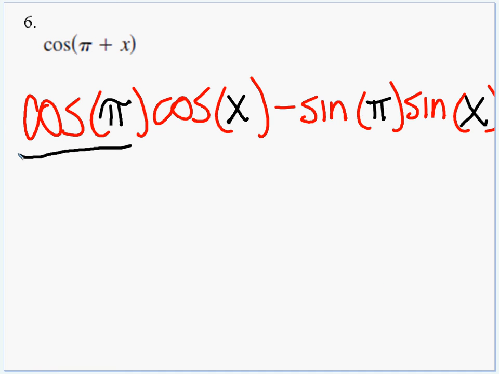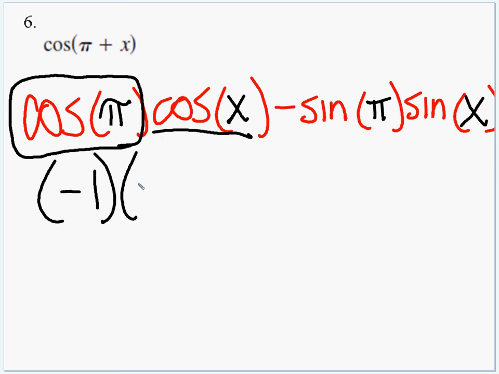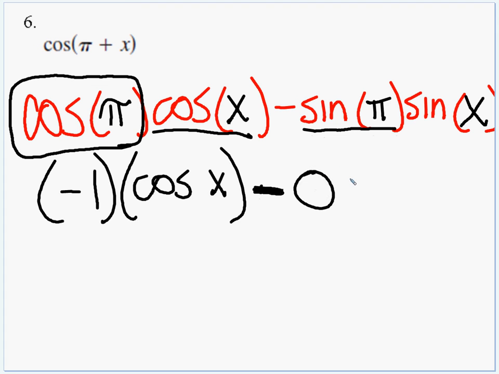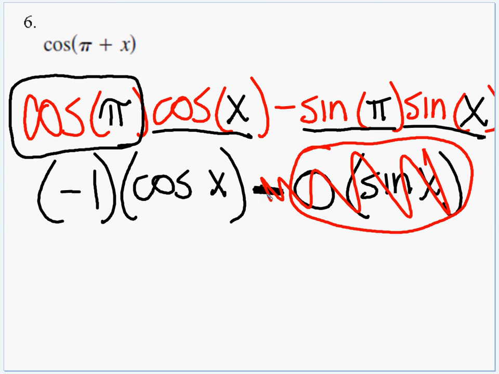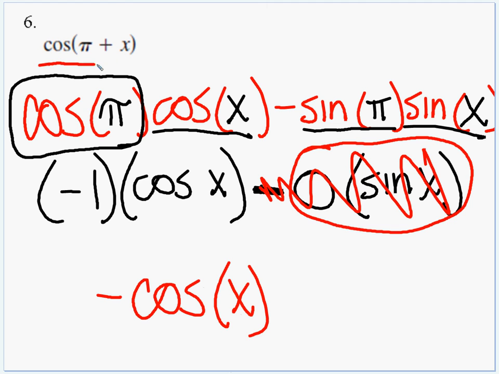So the cosine of pi, that's our x-coordinate at pi radians. That is -1. And we're going to multiply that by cos x, which we don't know what that is, so we'll just leave it as cos x. And then we've got minus. The sine of pi is 0, and we're going to multiply that by sine x. So 0 times anything is 0, so this term just gets wiped out. And we've got -1 times cos, and that is equal to negative cos. So back here's our original statement. What is the cos of pi plus x the same as? It's exactly the same as negative cos of x.